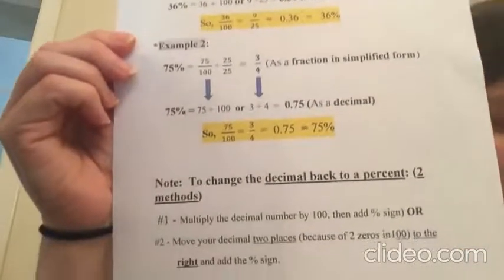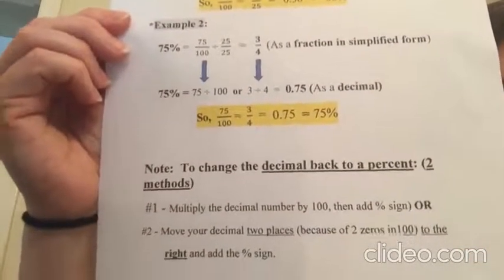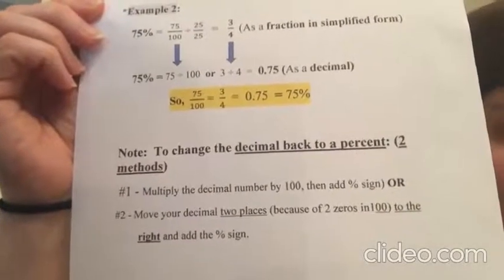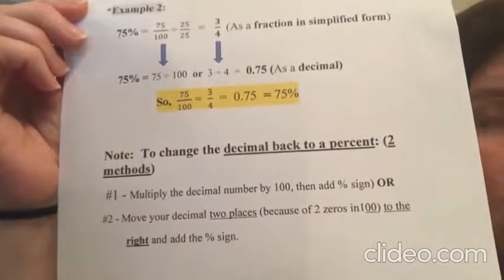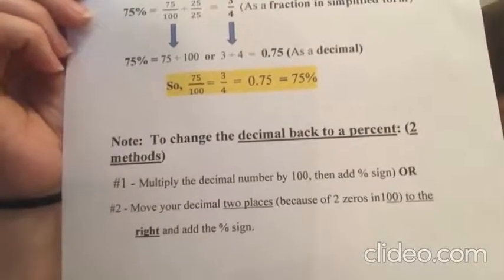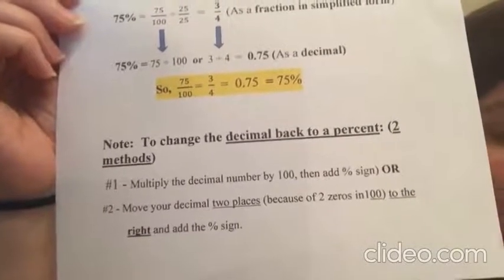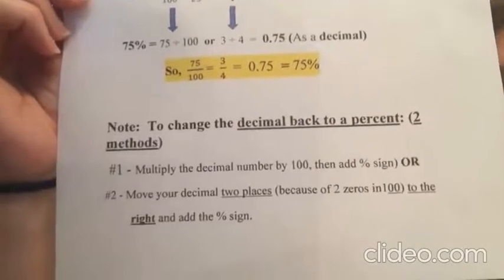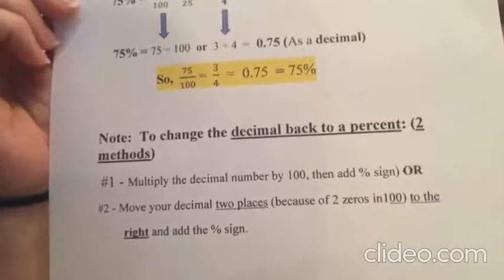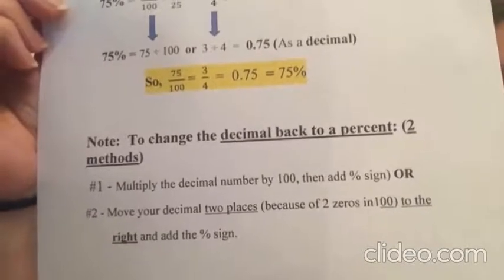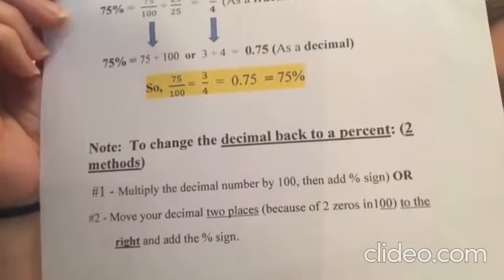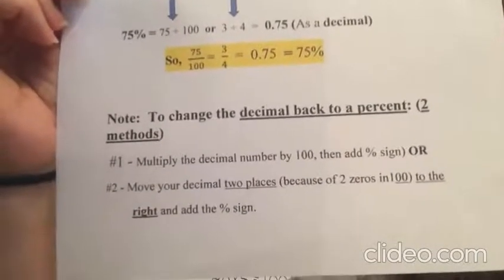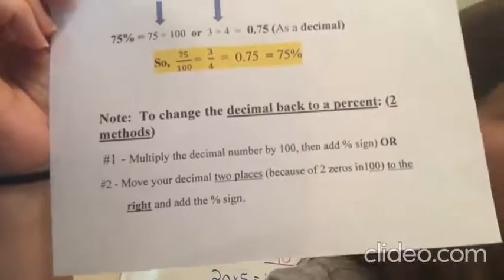Then, note, to change the decimal back to a percent, there are 2 methods. First, you can multiply the decimal number by 100 and add the percent sign, or you can move your decimal 2 places because of the 2 zeros in the 100 to the right and add the percent sign. Now notice that is changing a decimal to a percent. So if you want to end up with a percent, you multiply by 100 or move the decimal 2 places to the right.